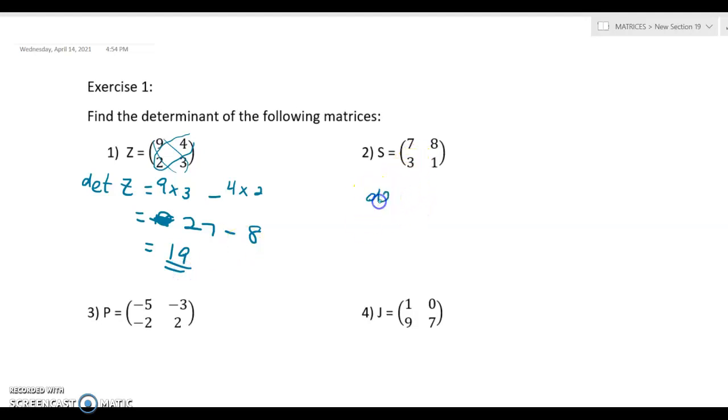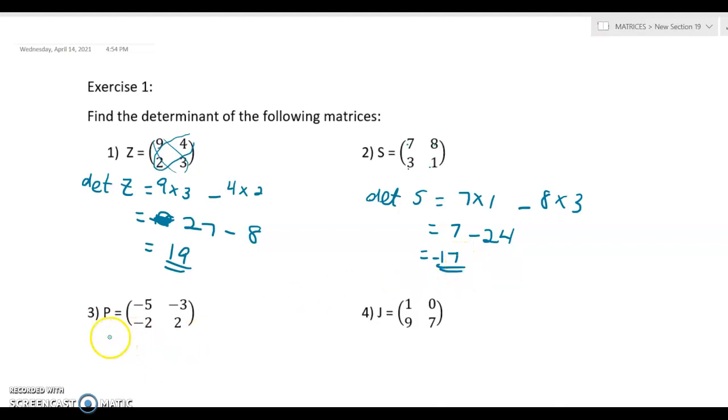Number 2, determinant of matrix S. First diagonal, 7 times 1. Take away the product of the second diagonal, 8 times 3. So that would be 7 take away 24. Now I know some of you are still trying to get the hang of working out directed numbers when you have negative numbers, so you could use a calculator to double check at this point. 7 take away 24, we are going to get minus 17, because a small number take away a bigger number.